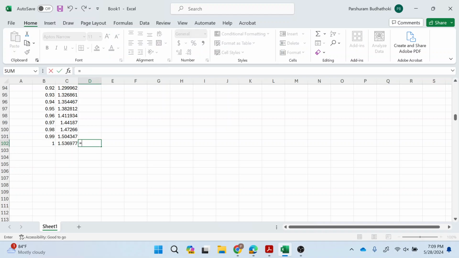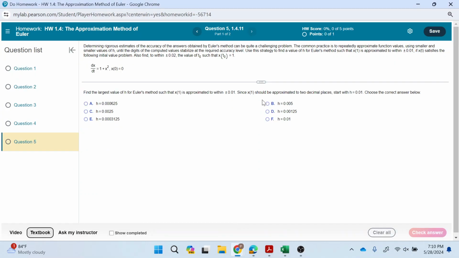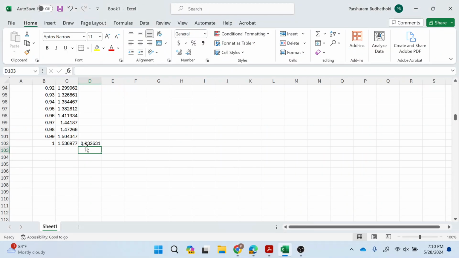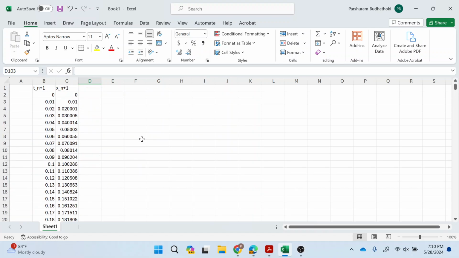For that, you need to check what is the value difference, this value minus the previous value. What's the difference? The difference is 0.03, but we are looking for not more than 0.01. You see here, in this problem, we want within 0.01 range. But if you check this value, it's more than that range. So this value of h is not working.